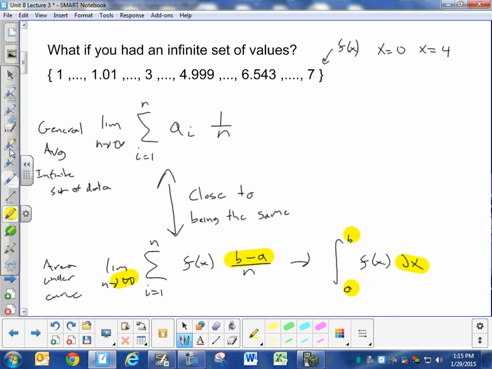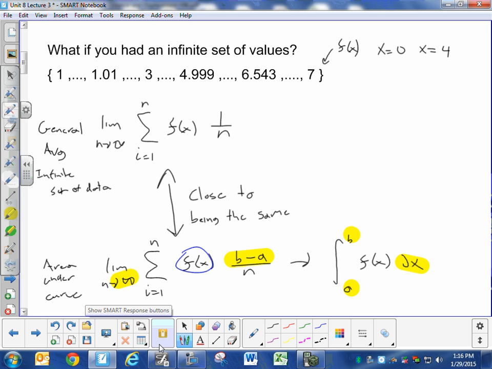So let's look at the differences. The first difference I notice is that I got an f of x and I got a bunch of a's. Well, we just talked about how an infinite set of values can be just function values. So I can just easily replace that, no big deal. What's the other thing I'm missing? A and B. Yeah, I'm missing this b minus a, okay? So I need a b minus a up here for this to be the same.